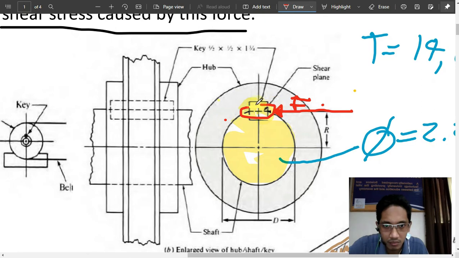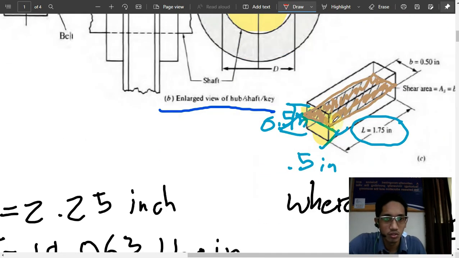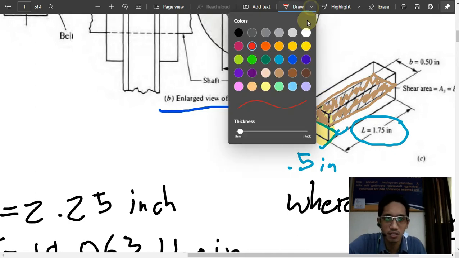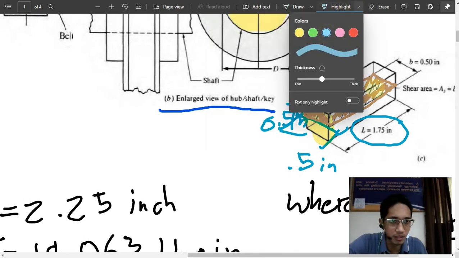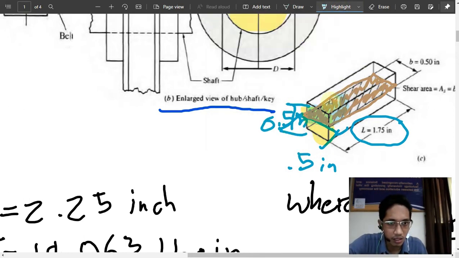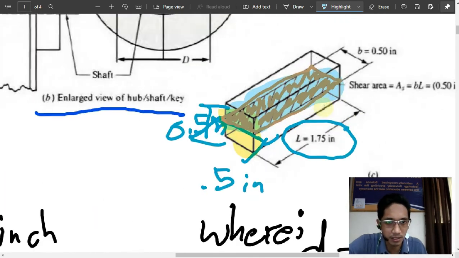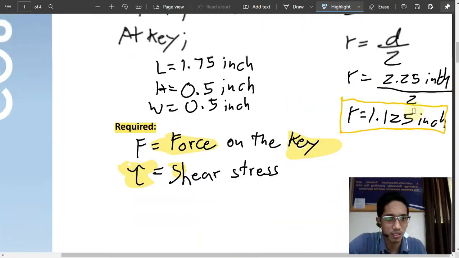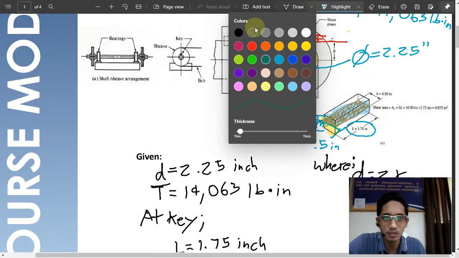It will be cut in half, shown with a broken line. So that is the surface area acted upon by the force. Extracting the key from that representation, we get an isometric view. This shaded area is the surface area that undergoes shear stress. Its shape is a rectangle. What is the formula for the area of a rectangle? Easy.